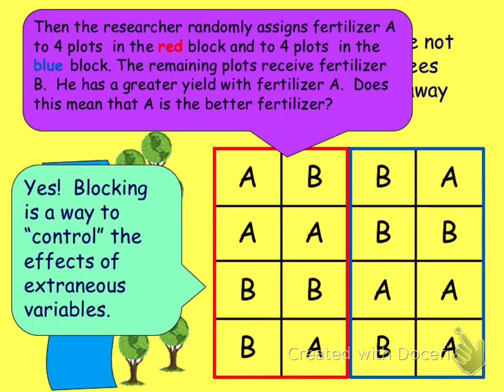So blocking is a way to control the effects of extraneous variables, so it reduces the potential to have a confounding variable is what it's doing. Does that kind of make sense? So blocking just kind of makes sure that I'm not going to have a confounding variable in the end. Otherwise, when you do an experiment and you don't block, you may get a confounding variable.